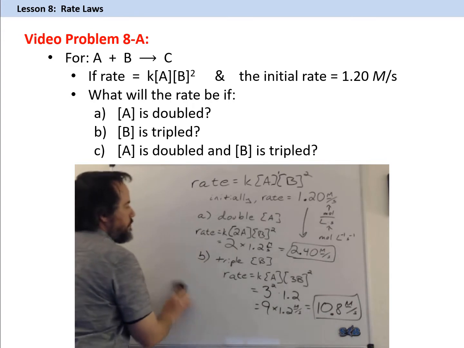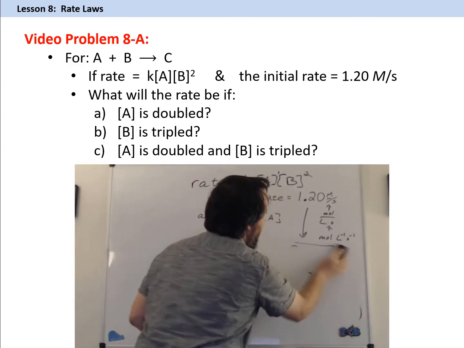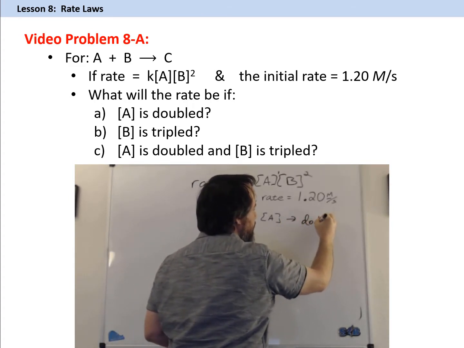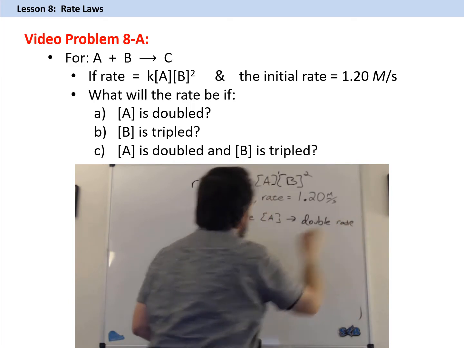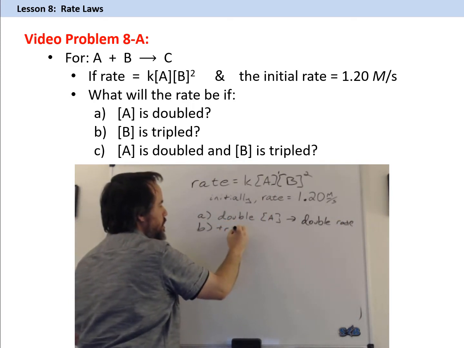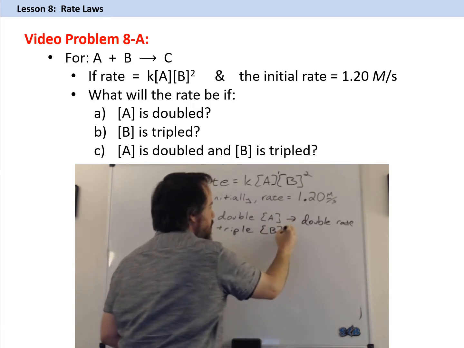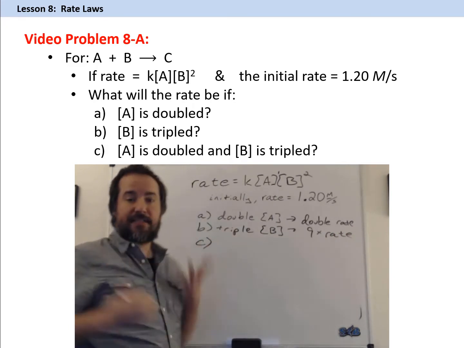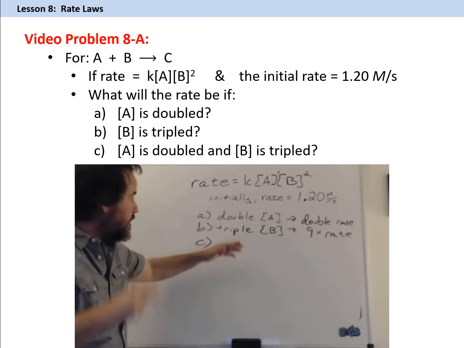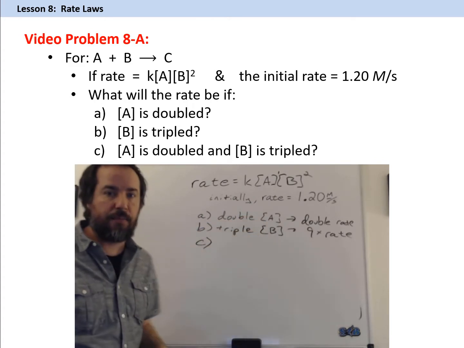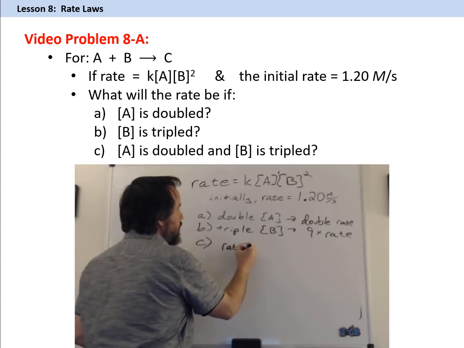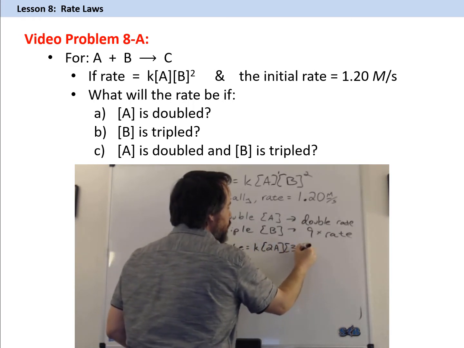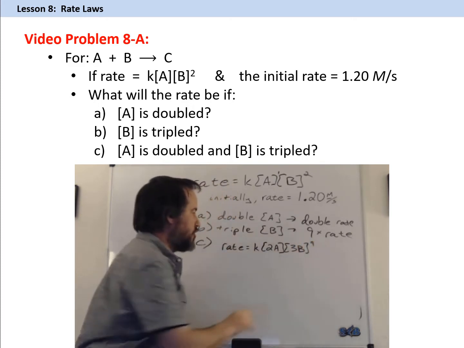Okay, so let's go ahead and let's go on to C. So if I double A, I double the rate. B, I triple B, and what happens? My rate is 9 times. How about C? In C, I do both. I double A, and I triple B. So now my rate is going to be K times 2A times 3B squared.